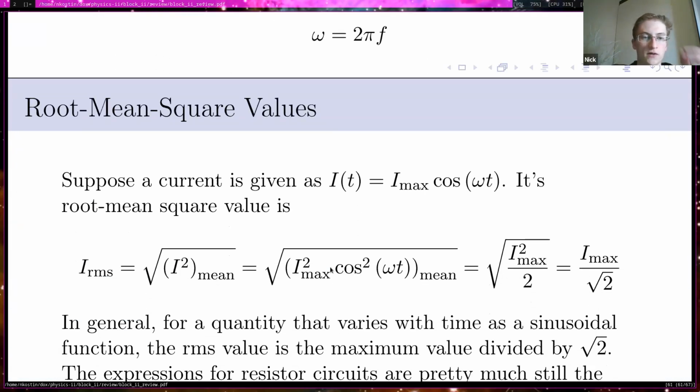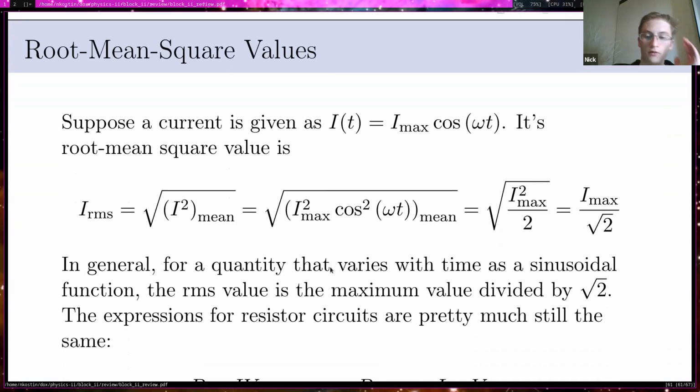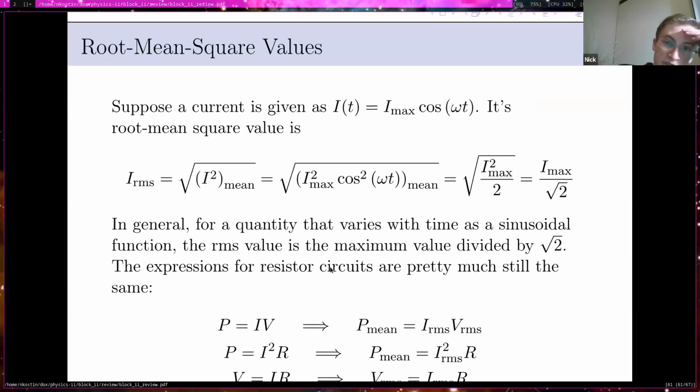Cool. For AC signals, what we have to work with by virtue of working with AC signals is root mean square values. Let's suppose I have a current given as I of t equals some maximum value times cosine of omega t. Its root mean square value, let's think about what the name implies. Root mean square: I take the square root of the mean of its square value. What that literally means is I square the signal. So instead of I max cosine of omega t, it's I squared maximum cosine squared of omega t. I take the average of that.